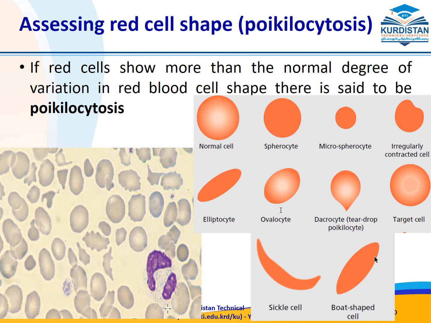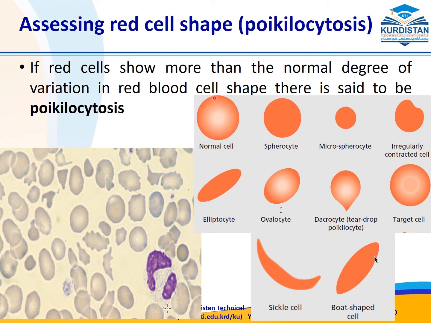Also, we can assess the red blood cells based on their shape. We can use the term poikilocytosis when the red blood cells have different shapes. And when you prepare a slide and you see the red blood cells come in different shapes, you can define the condition as poikilocytosis. Normally, the red blood cells should look like something like this.